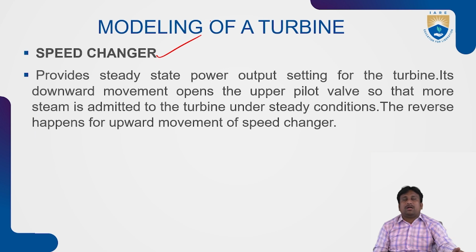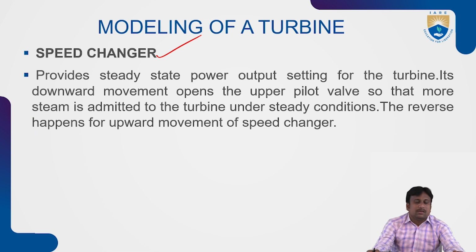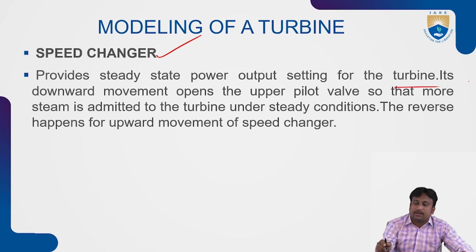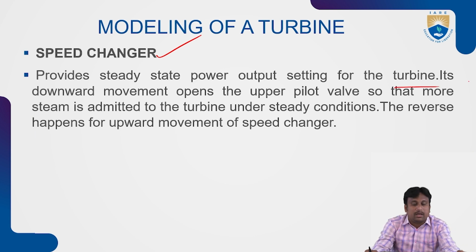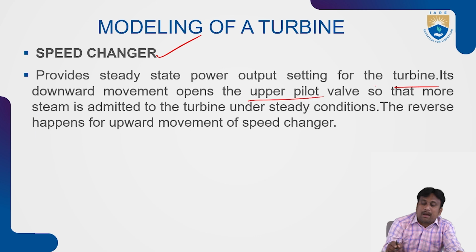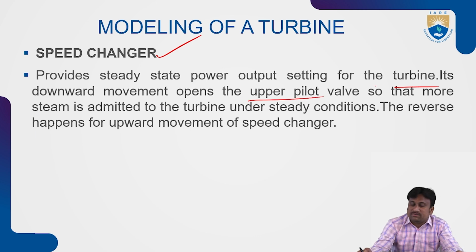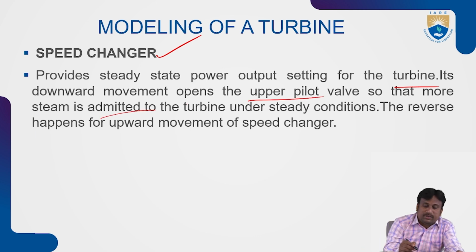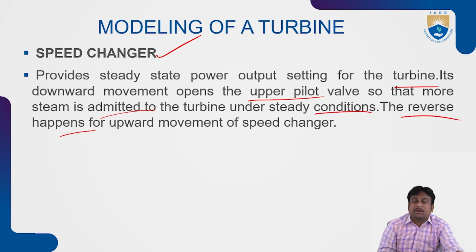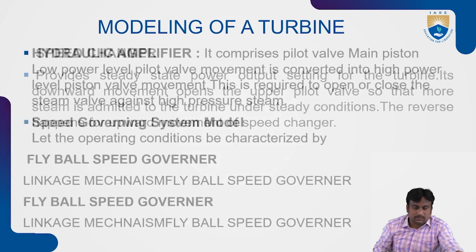Coming to another block, named the speed changer, we already discussed how it is associated in the speed governing mechanism. It provides a steady power output setting for the turbine, and its downward movement opens the upper pilot valve. What happens is that more steam is admitted to the turbine under steady state conditions. The reverse happens for upward movement of the speed changer.